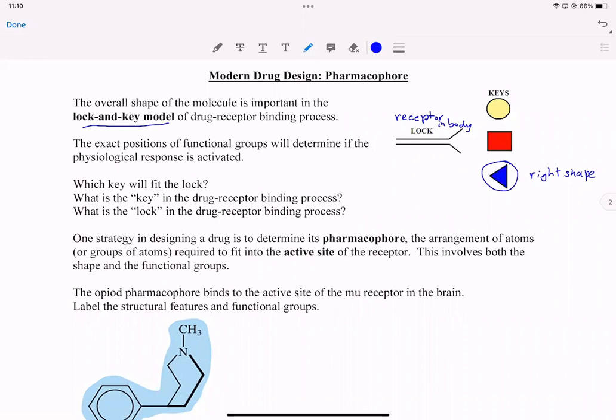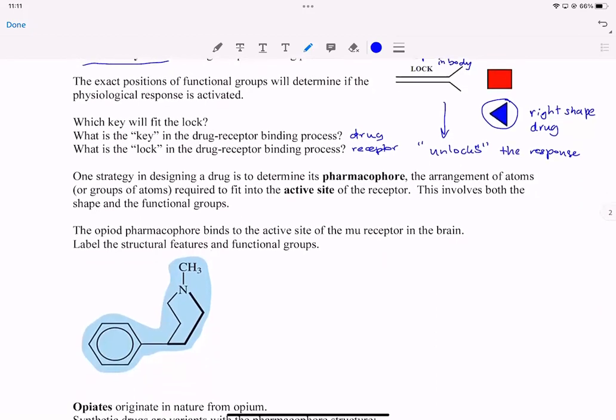And so this is the right shape. This can be a drug. This is your drug, or it was the COVID spike protein that fit into the receptor. But the key, once it fits into the lock, will then unlock the physiological response. Just like when you fit the key into the front door lock, then it opens the door and you're in. And so when you have the key, that's the drug that unlocks the receptor in your body.